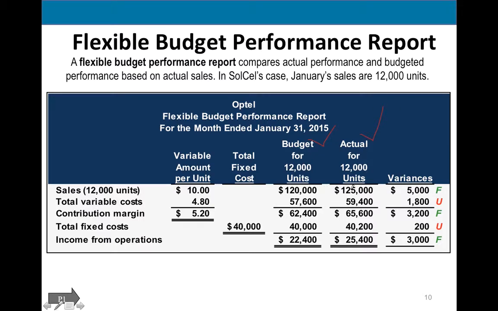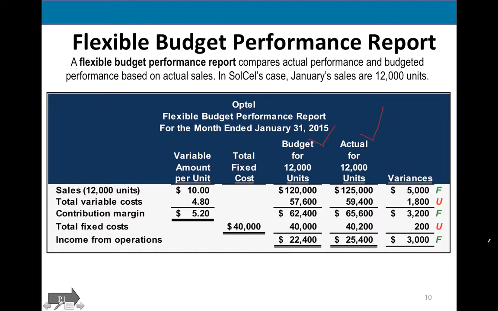So with revenues, I made more revenues, and I can compare these two amounts because it's for the same level of activity. I actually made $5,000 more in revenues, so we put an F here. And total variable cost, you see that we actually spent more. My variable costs are higher by $1,800, and that's unfavorable. And my contribution margin is $3,200 higher, which is favorable because my variance in revenues is much higher than my variance in variable costs. And then the fixed cost, I spent a little bit more, so it's unfavorable. Overall, my income is $3,000 favorable.